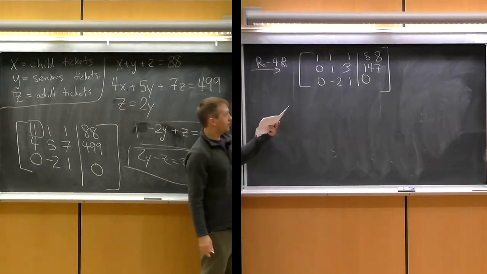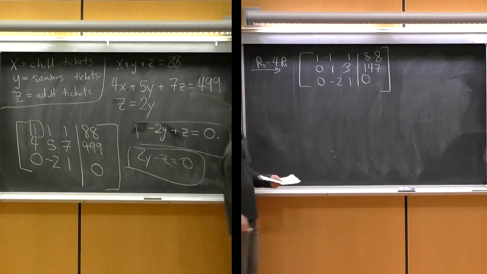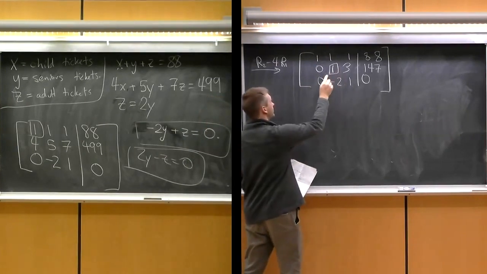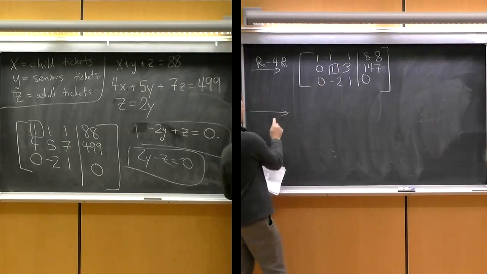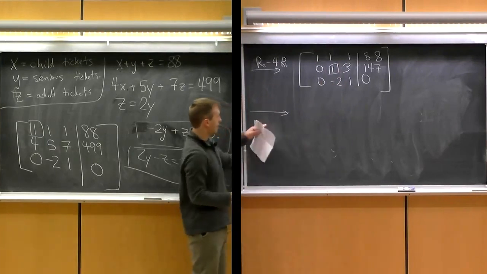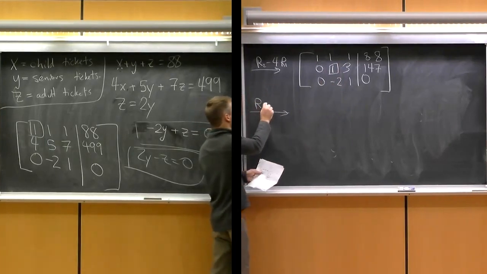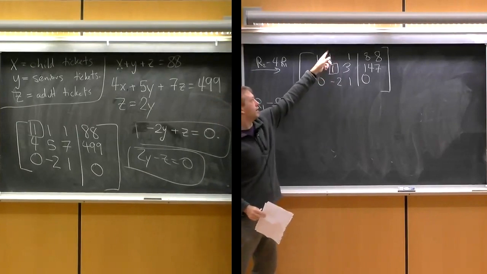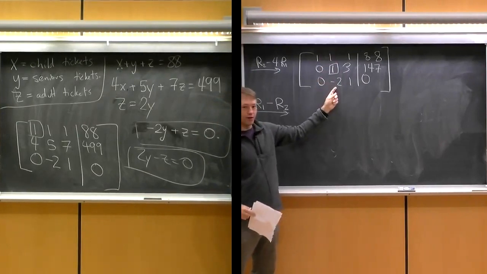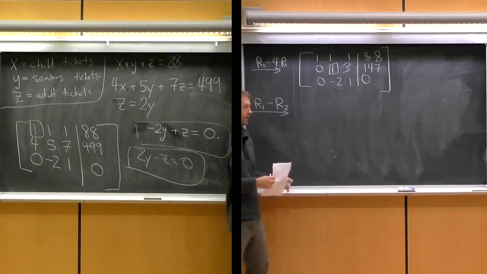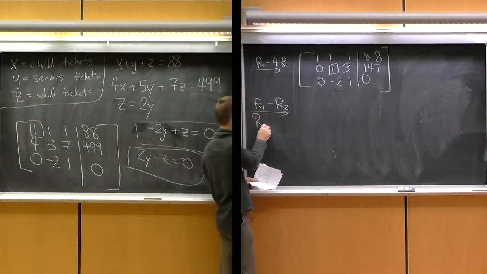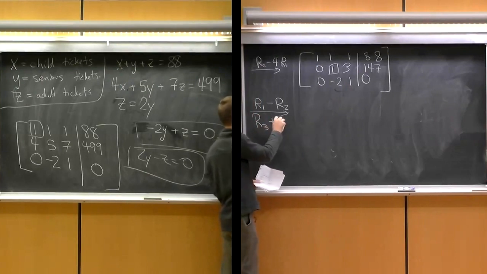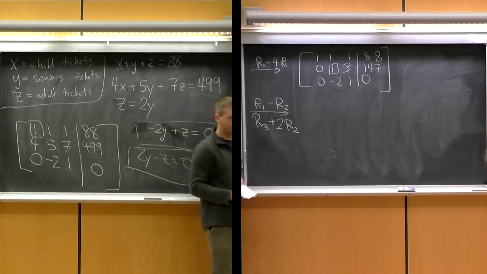Second column, I'm actually already pretty happy as well. I've got a 1 sitting here. So what I'm going to do is take row 1 minus row 2. The reason is that that's going to get rid of this 1 here. At the same time, I'm going to take row 3 plus 2 row 2. Right.